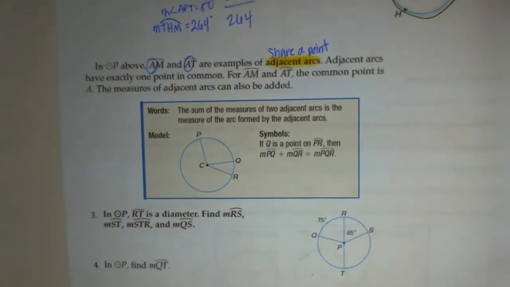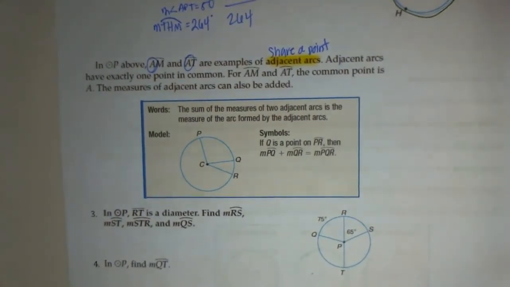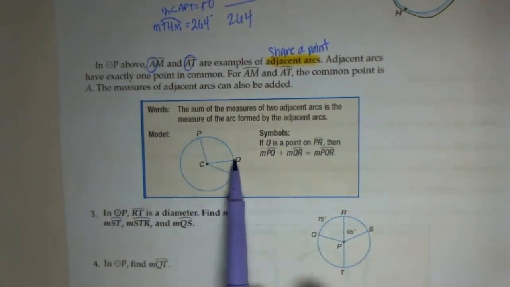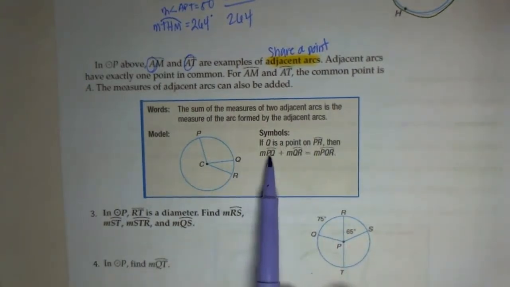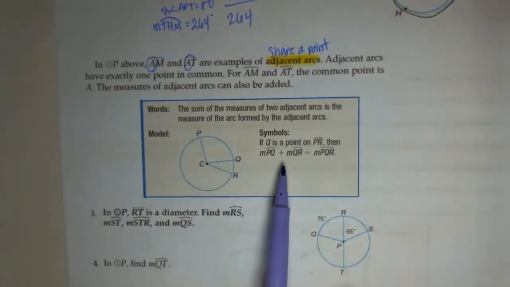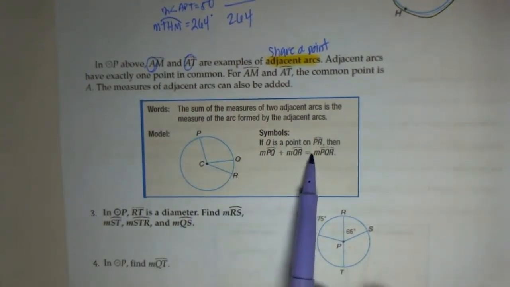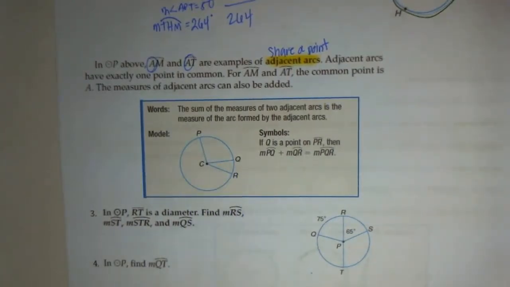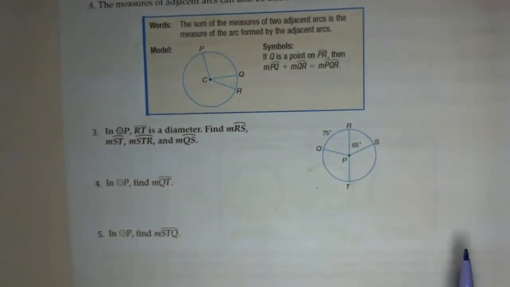So the sum of the measures of two adjacent arcs is the measure of the arc formed by the adjacent arcs. If Q is a point on arc PR, then the measure of arc PQ and arc QR is equal to the measure of arc PQR. Okay.